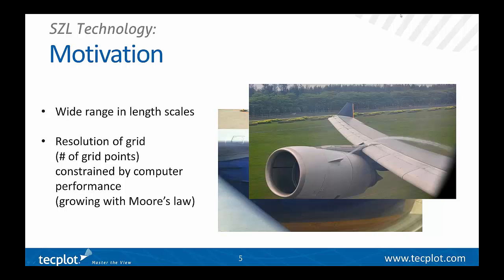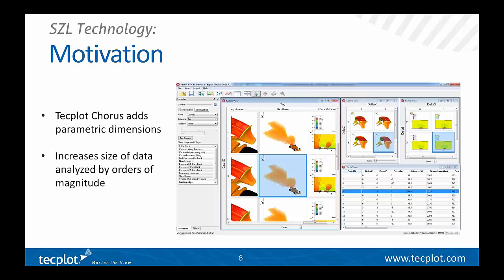So the motivation continued. The next step in the aerodynamic analysis is design with CFD. And so Tecplot Chorus is really for those who are doing this design space analysis. What it does is it adds parametric dimensions. This is a particular case I'll go into more detail on later, where they're looking at the design of the rear wing on a car.